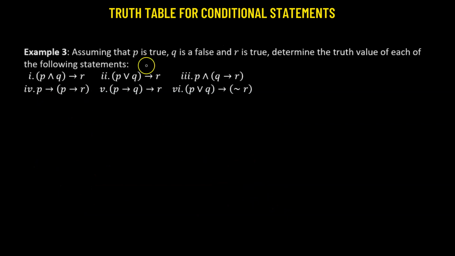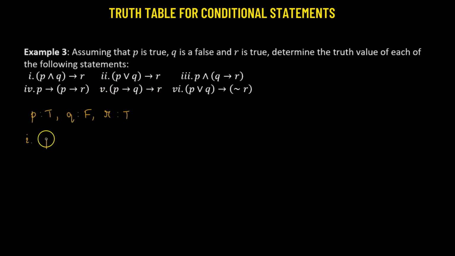Example number 3. So here we have 3 statements, P, Q, and R. So it's given that P is true, statement Q is false, and our statement R is true. So using these 3 truth values of P, Q, and R, we have to check the truth values of each of the following statements. So let's start with statement number 1.